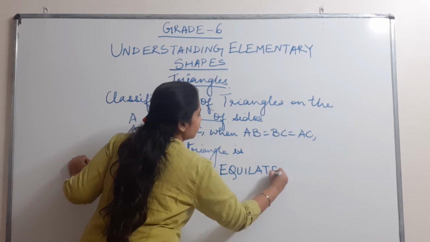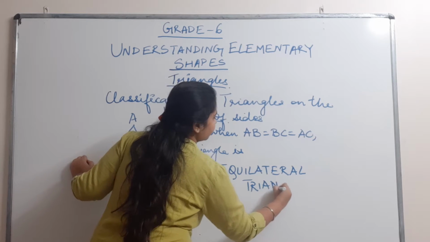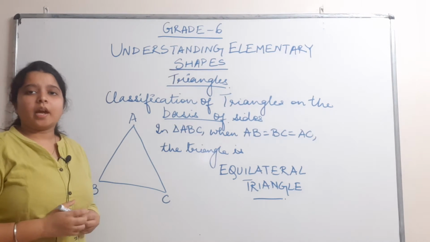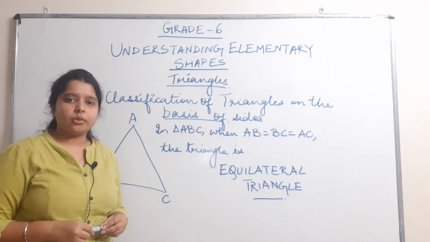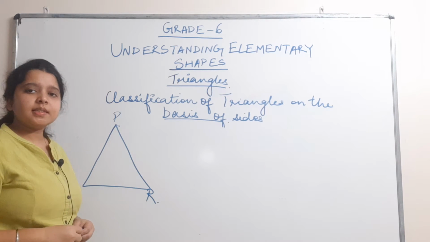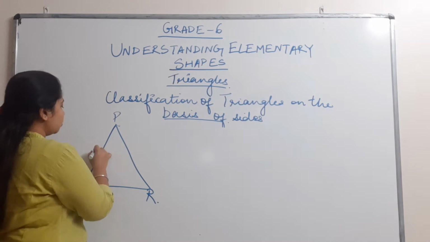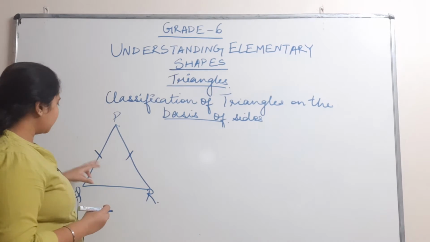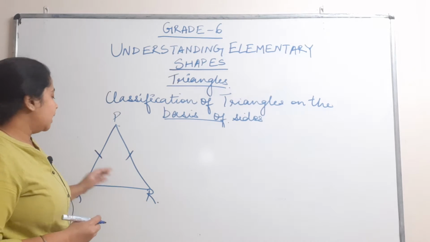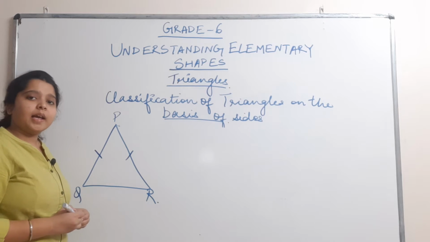equilateral triangle. The triangle whose all the three sides are equal to each other is known as equilateral triangle. Now this is another triangle PQR. If in this triangle two sides are equal to each other, this line when I give, then it specifies that the lines are equal. So if two sides are equal to each other, then the triangle is known as isosceles triangle.